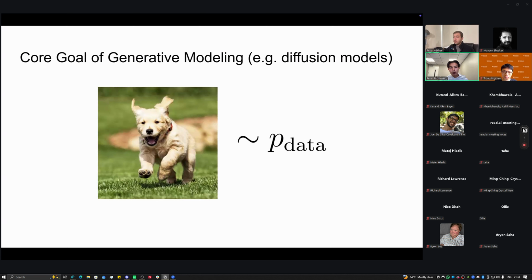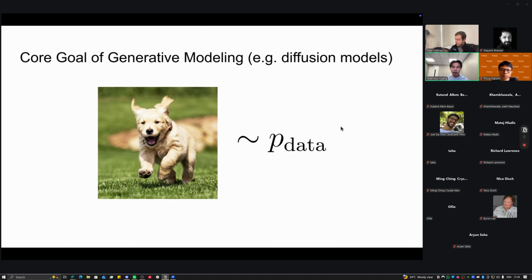Cool. Before I get into the technical details, I want to start off with a more philosophical discussion. One of the core goals of generative modeling, at least historically these past few years, has been: how do we sample realistic samples from P data? We've seen with diffusion models and flow matching models that current models are quite good at sampling from P data.